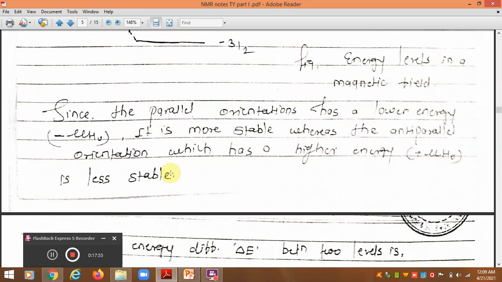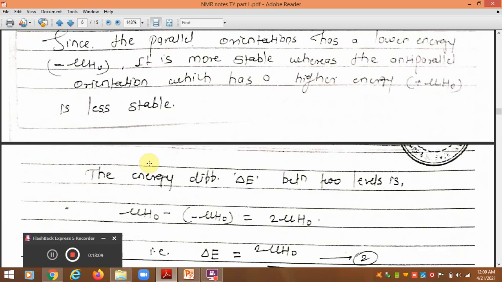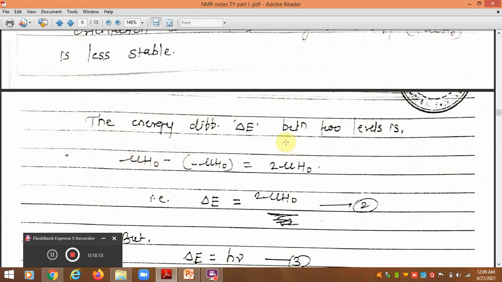Since the parallel orientation has a lower energy, it will be more stable, corresponding to minus mu h0 energy, whereas the anti-parallel orientation has the greater energy, corresponding to plus mu h0, so it is less stable. So remember that anti-parallel orientation is always less stable, and parallel orientation is always more stable. The energy difference between these two levels is indicated by delta E is equal to 2 mu h0. This is the equation that can be used to calculate this.